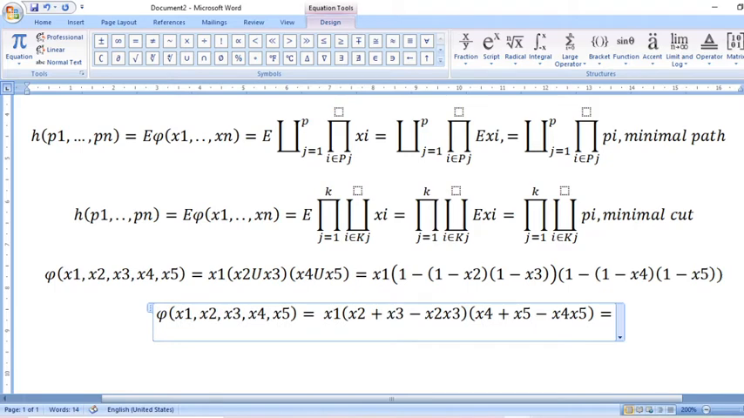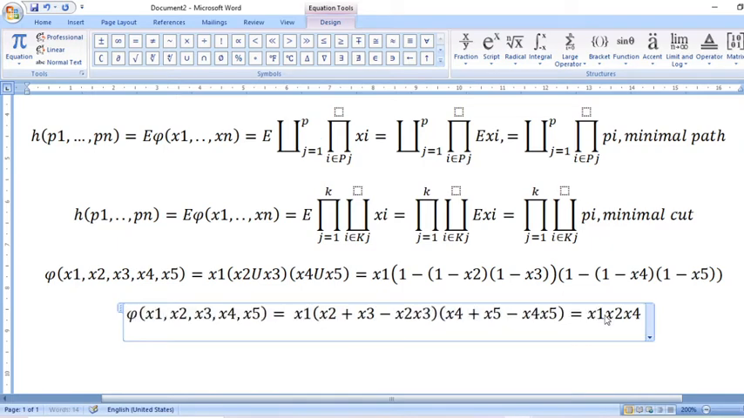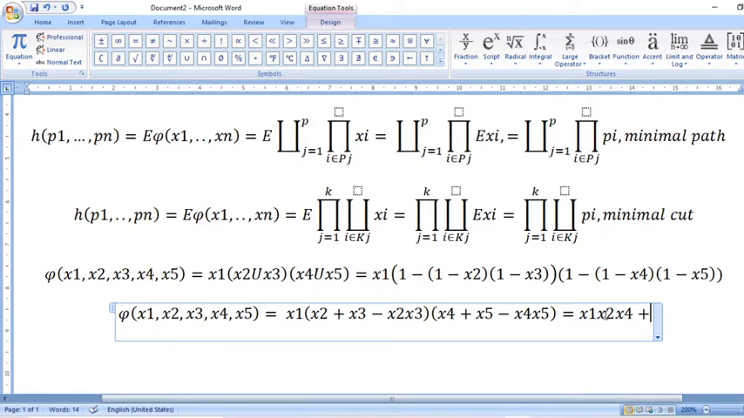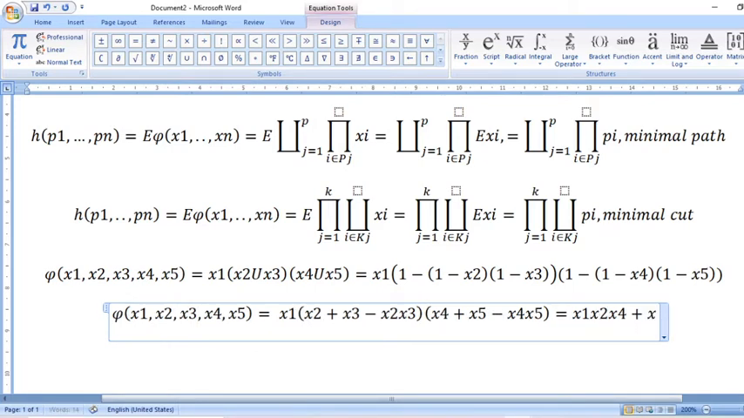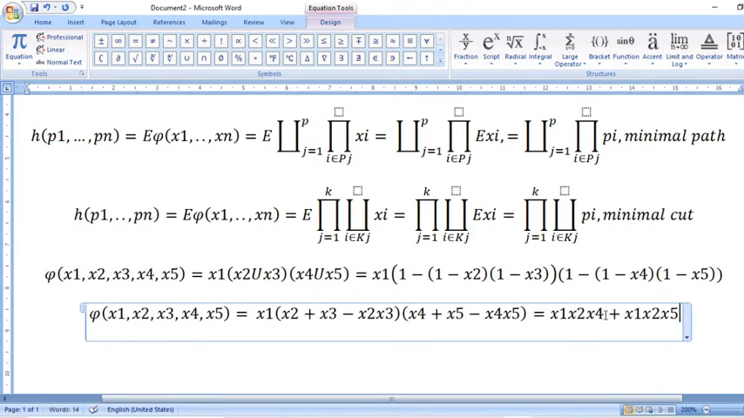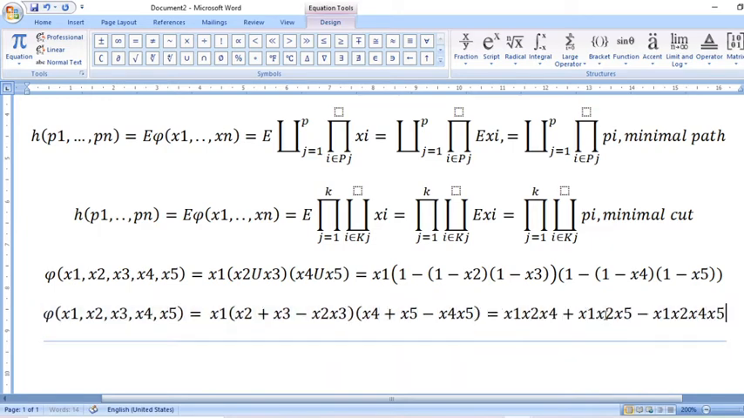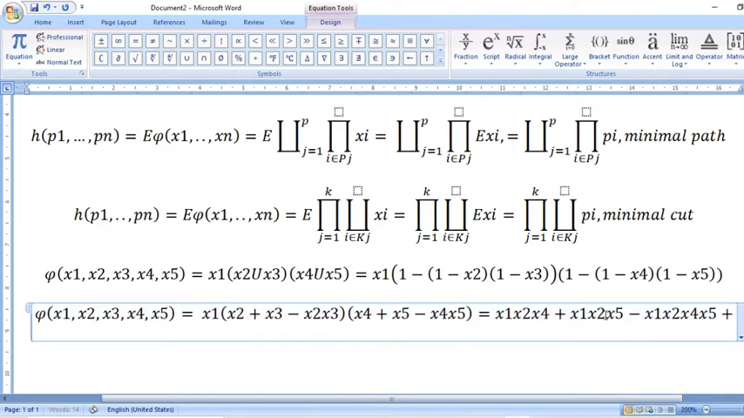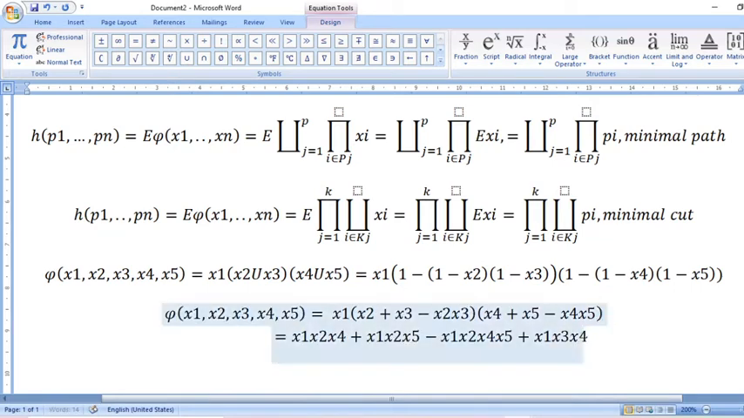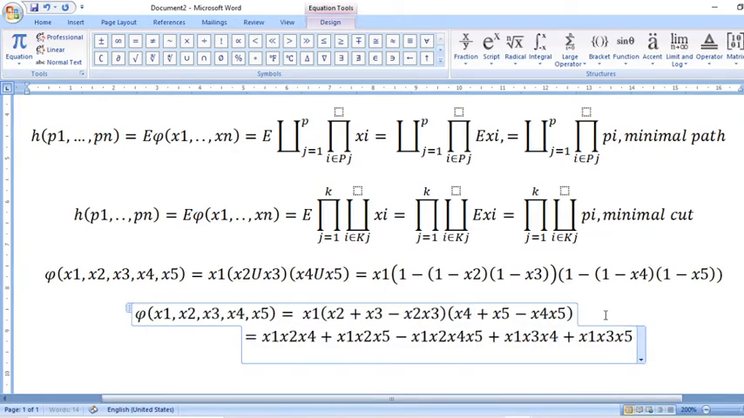Again we can simplify this. What will be the step? That is equal to x1x2x4, plus x1x2x5, then minus x1x2x4x5, then plus x1x3x4, again plus x1x3x5.